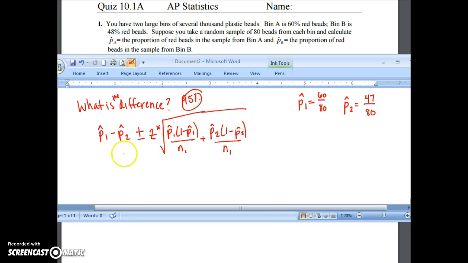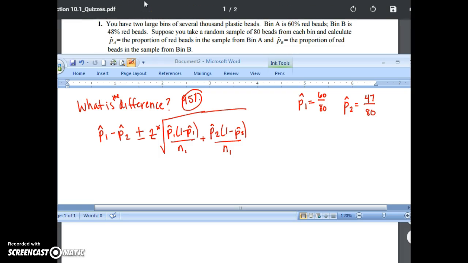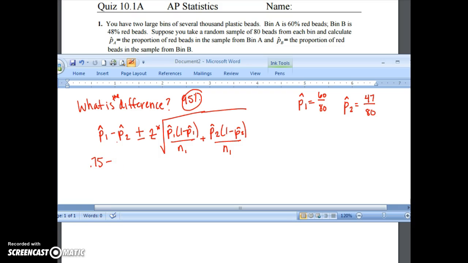So if this was our situation about what's the difference between the two bins, again, p hat 1 is 60 divided by 80, so 0.75, minus p hat 2, 47 divided by 80, approximately 59%, plus or minus, and if you're doing a 95% confidence, you have to look that up in the table, and you get 1.96, and then you would plug in your values.